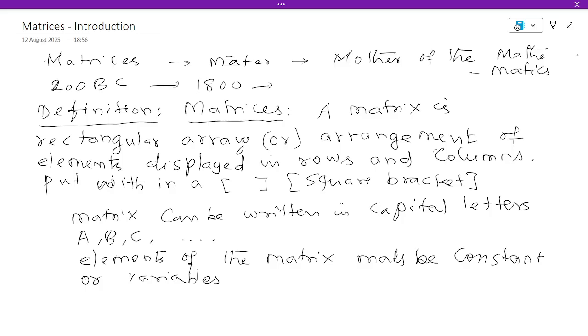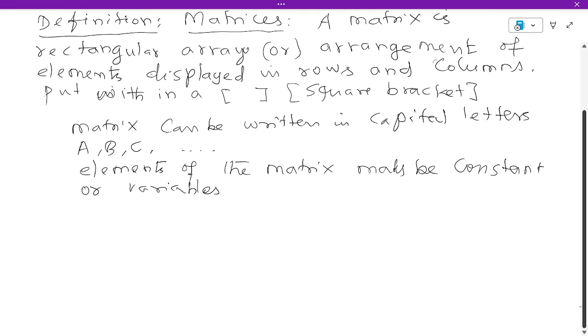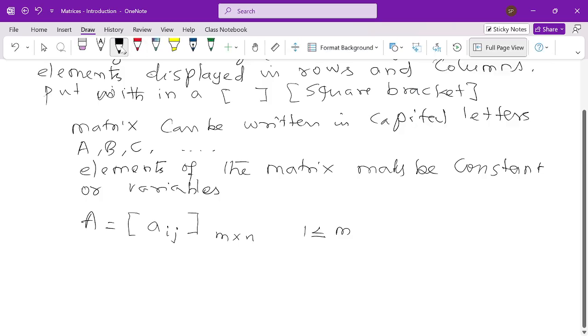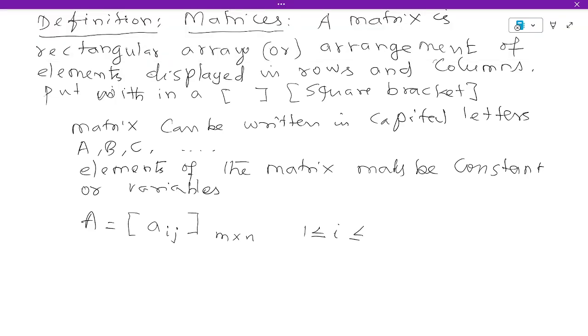So what is the general form of the matrix? As I told, the matrix is denoted by the capital letter A equal to, the matrix is written in a square bracket, and inside that we can write Aij. What is the order of this matrix? M into n. Actually it is m into n, but we have to pronounce it as m by n. The matrix order is m by n, where i lies between, here i is the row index, and j the column index. 1 less than or equal to i, less than or equal to m, comma 1 less than or equal to j, less than or equal to n.